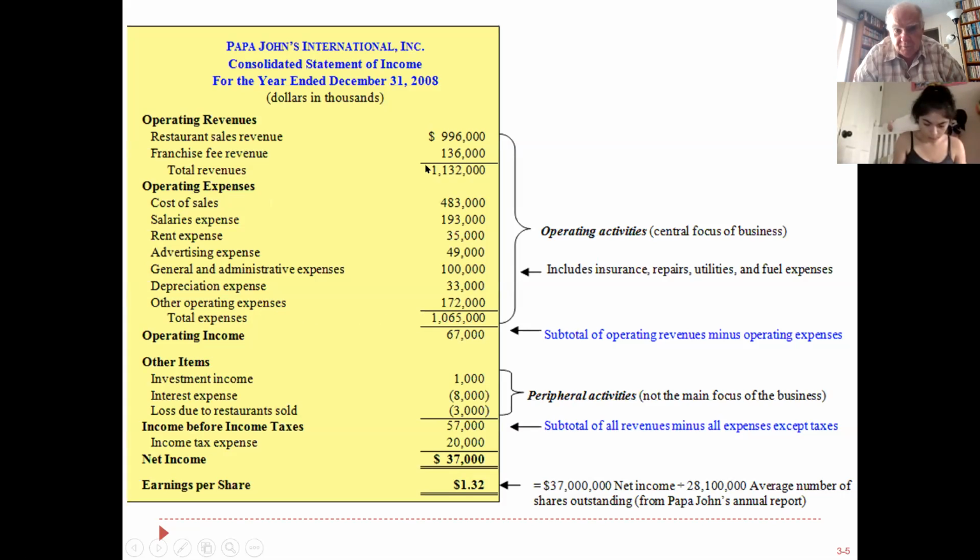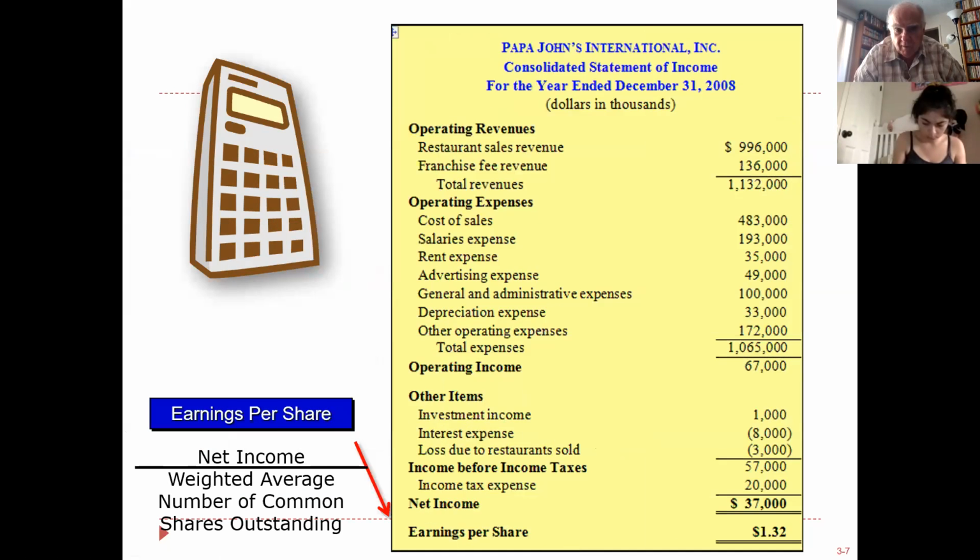So revenues are 1,132,000, and keep in mind that's really 1 billion. Hard to believe that there's that many pizzas being sold, huh? So 1,132 is the revenue.